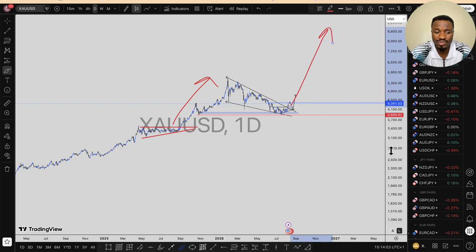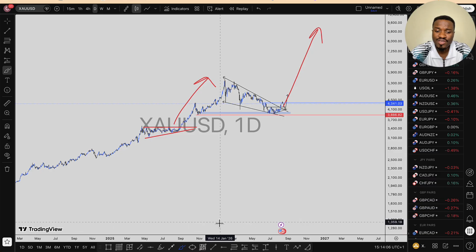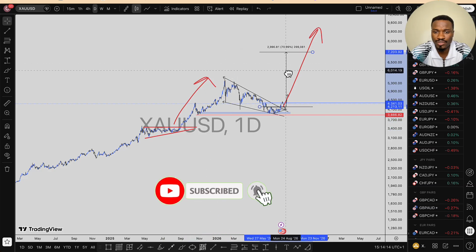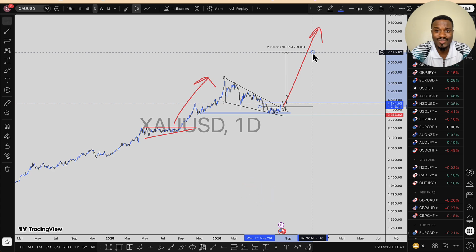So the best way to know the measurement objective of this pattern right here is to take the measurement of the pole of this pennant to this peak right here, which is 70 or 71%, and then extend it from the point of breakout right here. So there's tendency for gold to tag like 7,200. So no one can tell. So this is what I can see on gold.